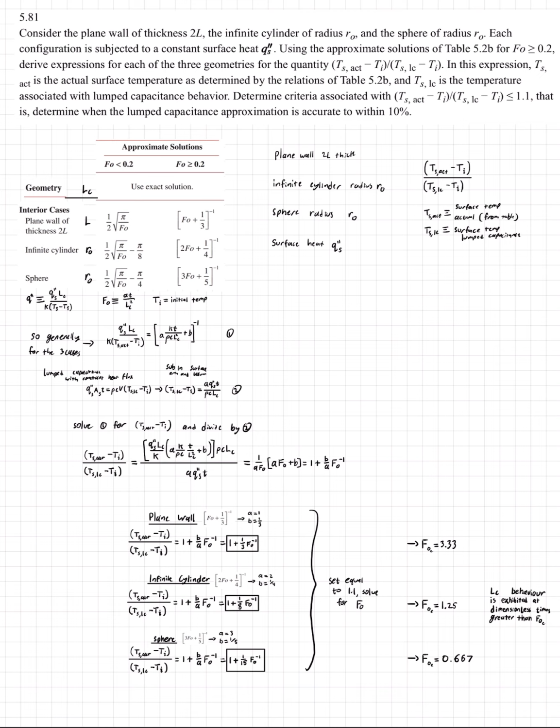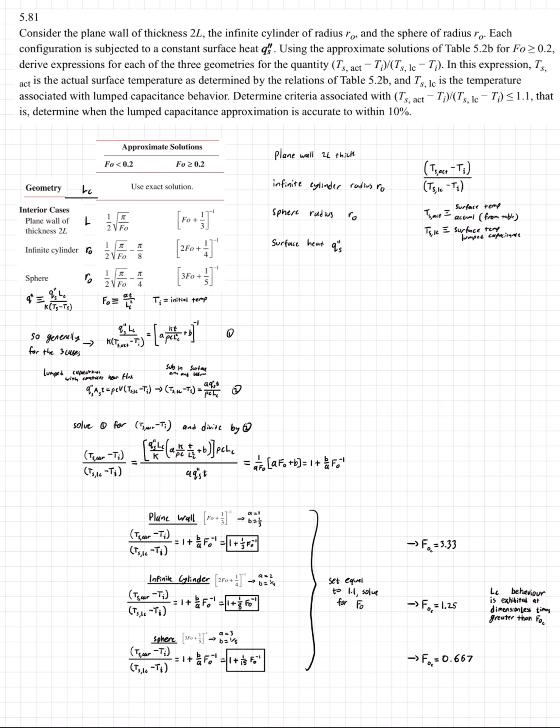This question asks us to consider the plane wall of thickness 2L, the infinite cylinder of radius RO, and the sphere of radius RO. Each configuration is subjected to a constant surface heat flux of Qs. Using the approximate solutions of table 5.2b for Fourier number greater than or equal to 0.2, derive expressions for each of the three geometries for the quantity of Ts actual minus Ti all over Ts lumped capacitance minus Ti.